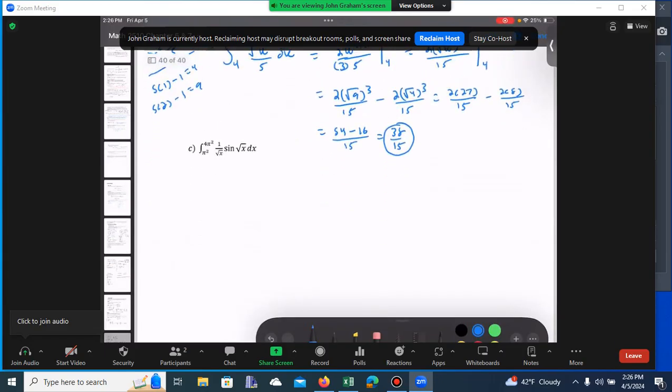All right, so last problem in this, we have limits of pi squared to 4 pi squared. And this is for 1 over square root of x times sine of square root of x dx. Now, we want to make sure we don't do the u substitution at sine of square root of x. That will not help, because you'll end up with a cosine for your derivative, and there's no cosine involved at all. So the best one here is to let u be square root of x.